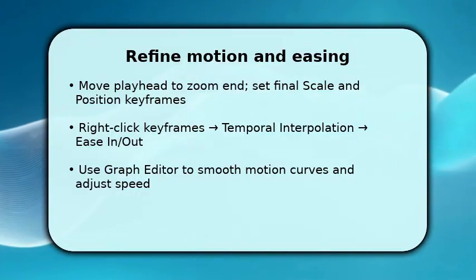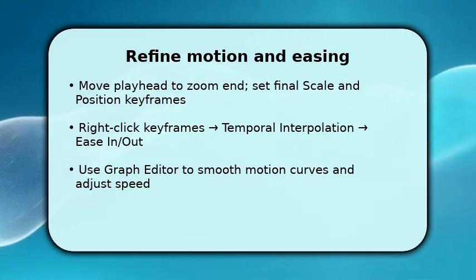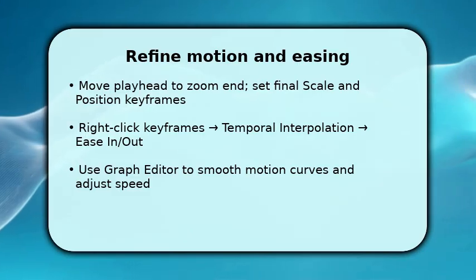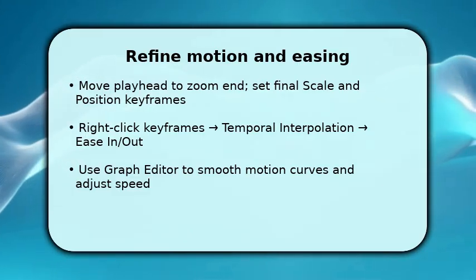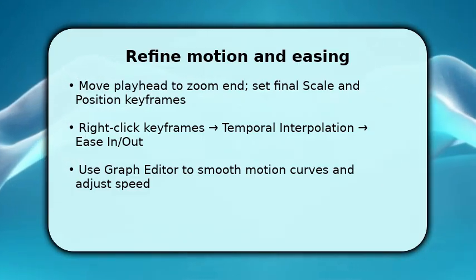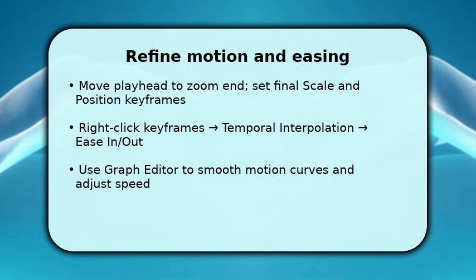Then open the graph editor to inspect the speed graph. Pull handles to shape acceleration and deceleration. Adjust spatial interpolation if pans look off, and scrub repeatedly to verify the motion feels natural and maintains subject framing.